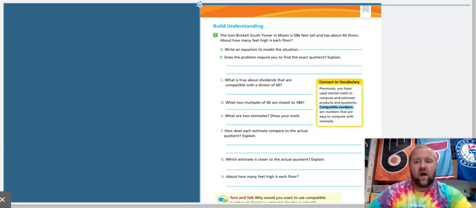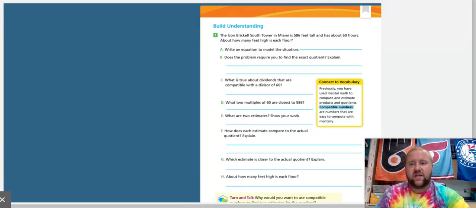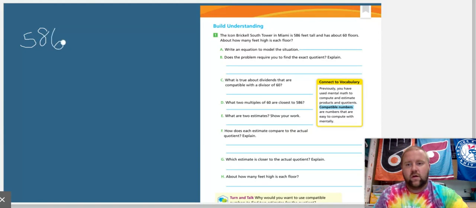It says the Icon Brickell South Tower in Miami is 586 feet tall. So 586 feet tall, and it is going to be divided by 60 because it has 60 floors. So this one, again, actually, I was incorrect. 58 and 60 are super close to each other. So 58 and 60, I could change the 58 to be 60.